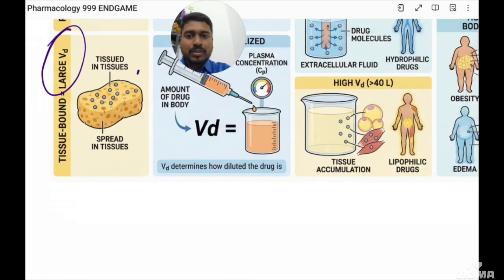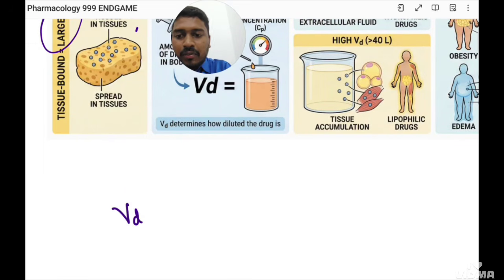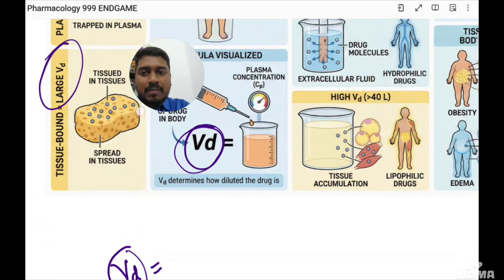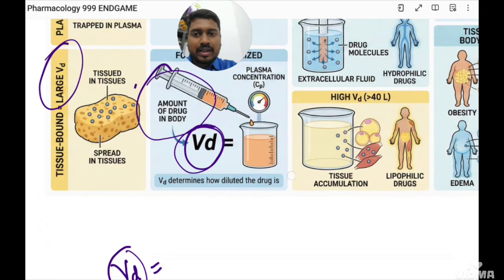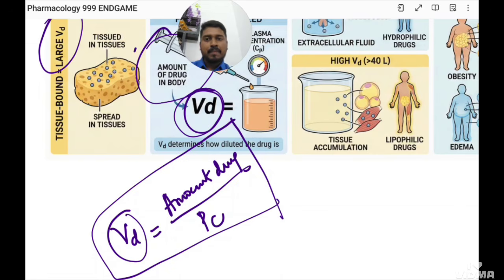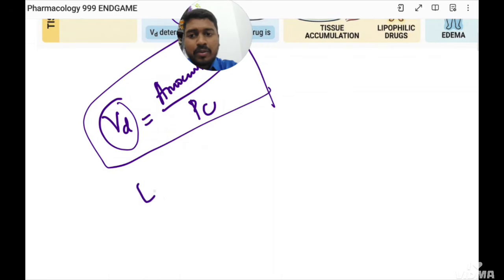So what will be the formula of volume of distribution? See, volume of distribution is equal to amount of drug in the body. Okay, total how much of a drug is there in the body, divided by plasma concentration. This is the formula for volume of distribution. Okay, again tell me what is the formula for loading dose.